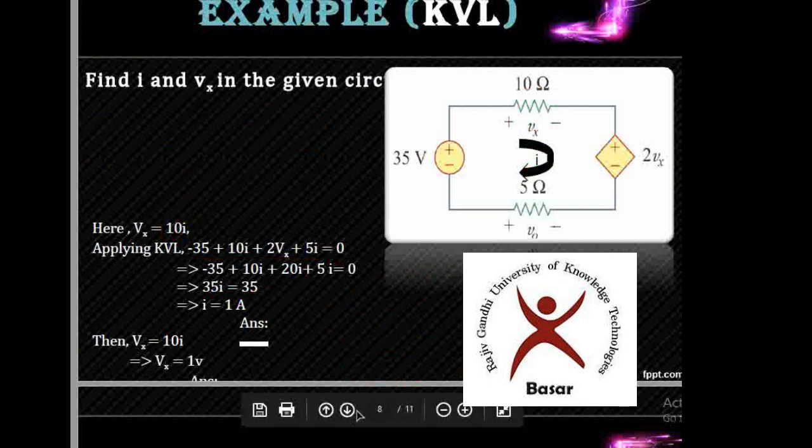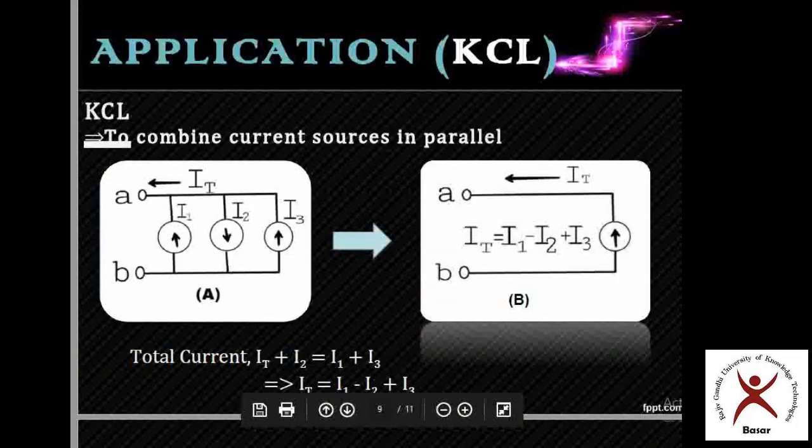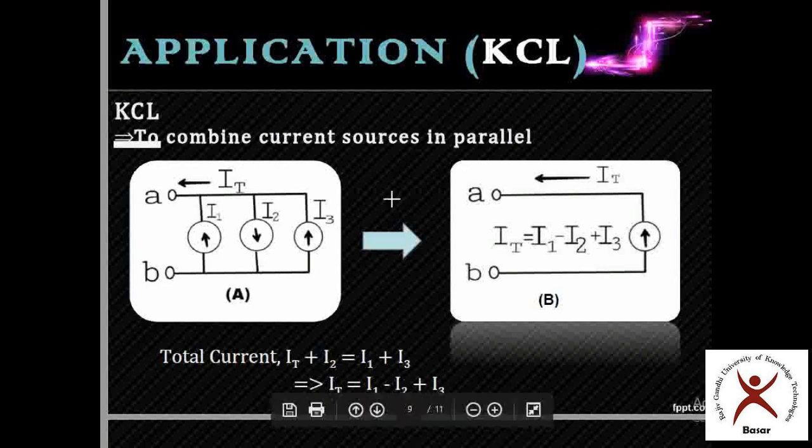Now let us try to understand the application of KCL. What is the use of KCL? Here we have three current sources connected in parallel, I1, I2, I3, and we need to find the total current IT. Here we have to combine these current sources which are connected in parallel.